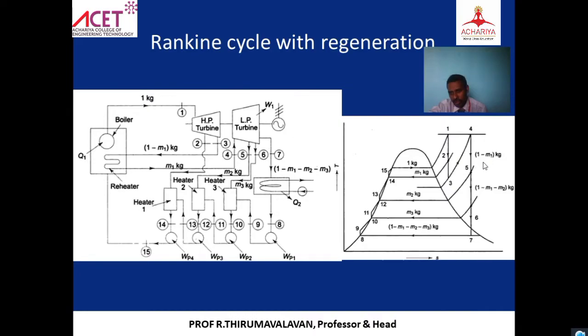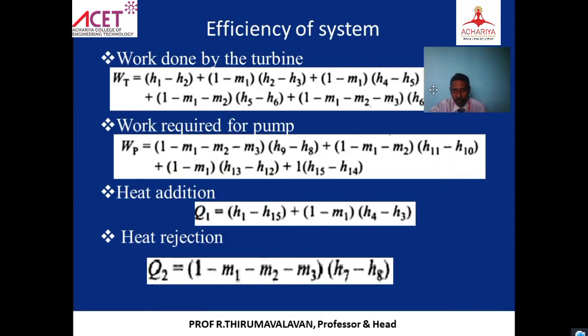1 minus M1 steam. Then again M2 is taken out, so again work is done: H5 minus H6. How much amount? M1 is gone, M2 is gone. The remaining is 1 minus M1 minus M2 steam. So that is the formula, right? 1 minus M1 minus M2, into H6 minus H5.